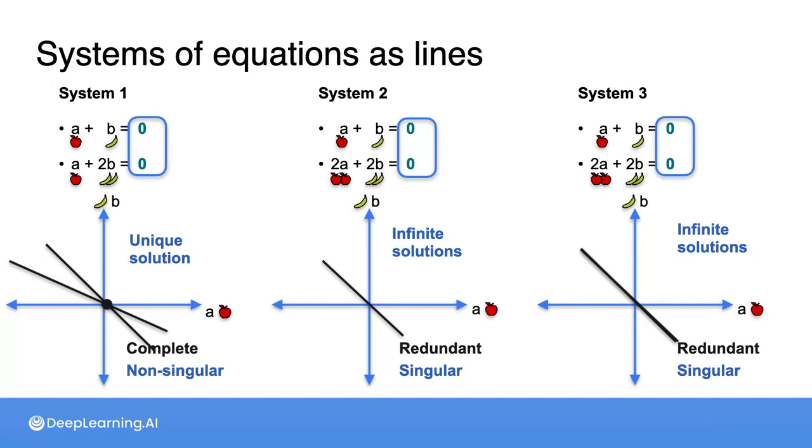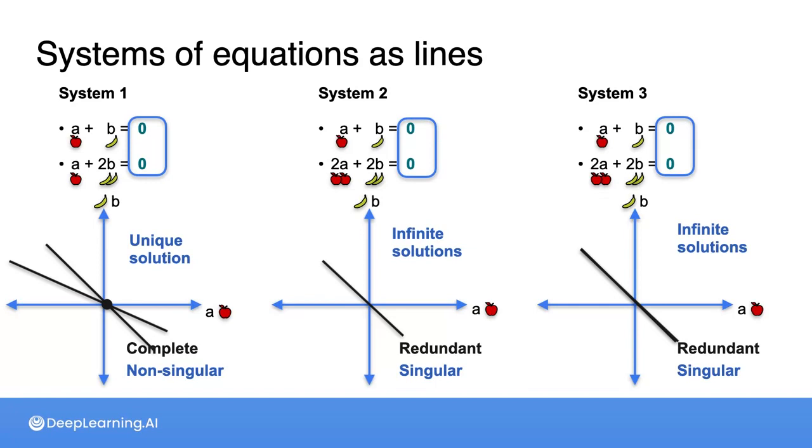Why? Because the new systems always have the point 0, 0 as a solution, so they must pass through the origin. Notice that if I were to set a and b to be 0 in any of these equations, the equations would work. So 0, 0 is a solution to all of them. Now notice that system 1 is still a pair of intersecting lines, so it still has a unique solution, so it's still complete and non-singular. System 2 is still a pair of identical lines, so it still has infinitely many solutions, so it's redundant and singular.